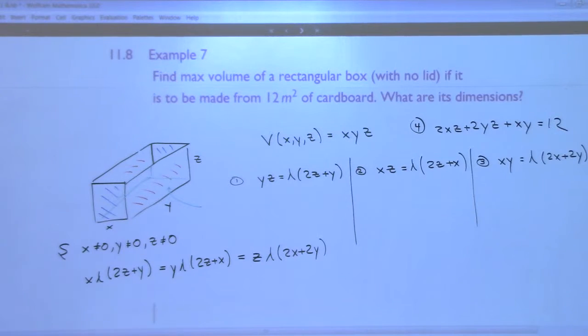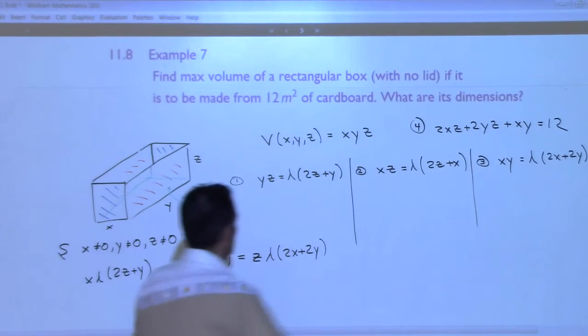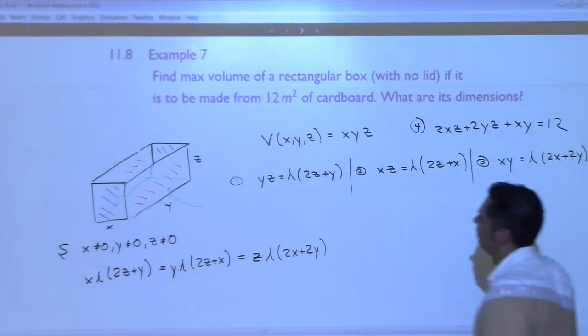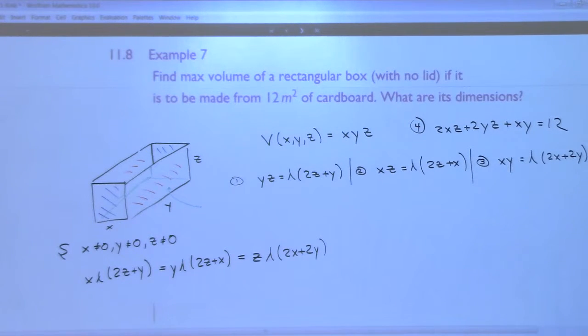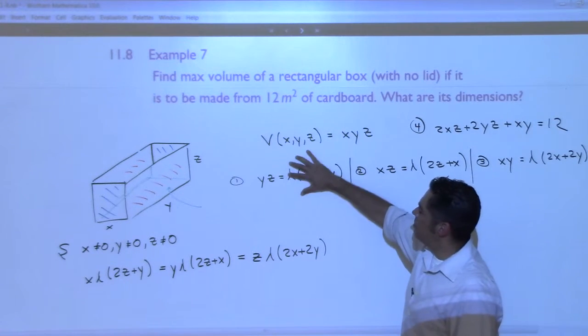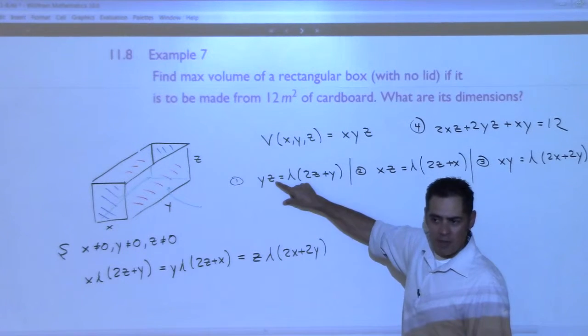Now what I can do is see if there's any way to clean this up. Man, it's looking pretty nasty. Any ideas here? Maybe you could divide by lambda. I don't know if it would necessarily help. Can lambda be 0? No, lambda can't be 0, right? Do you all agree with that? Because if lambda is 0, this is 0, and that means one of those is 0, but we're saying nothing is.